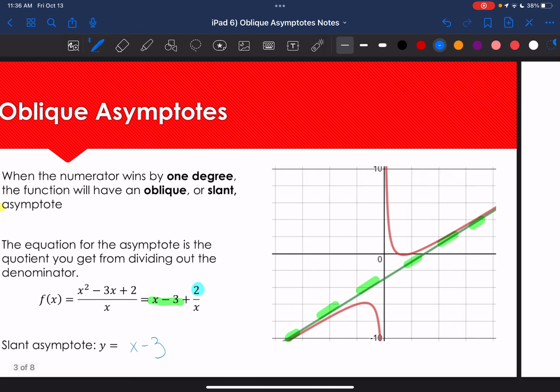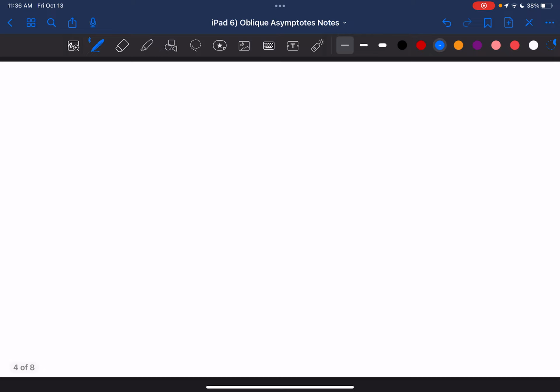I'm going to show you that division. That's why I've got this spot here. So I'm taking x and dividing it into x squared minus 3x plus 2. First thought: what do I multiply x by to get x squared? That's x. This is a little weird, right? That canceled out. So bring down the negative 3x plus 2. Then what do I multiply x by to get negative 3x? That's negative 3. Those cancel out, and I just get the 2.